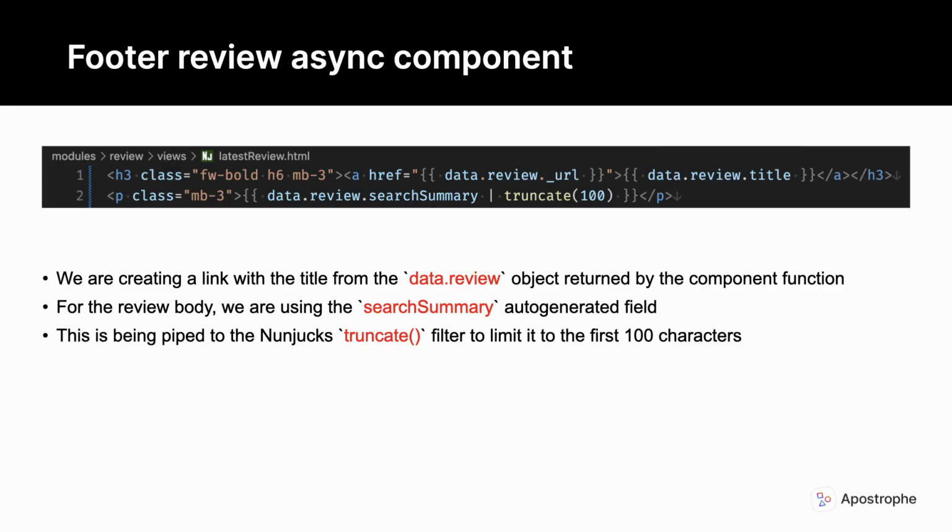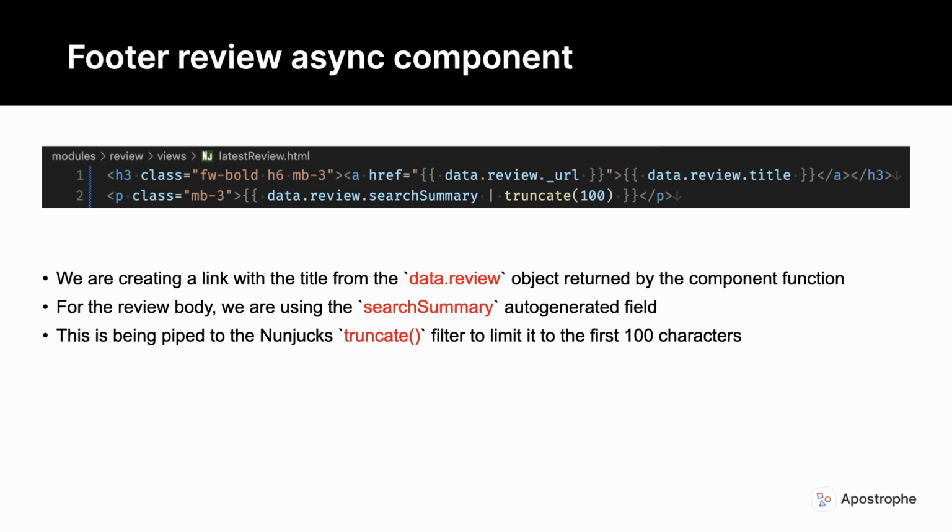This markup will construct a link using the data.review object returned by the component method. It is also using a field, search summary, that is created when saving the review piece to the database. This is generated by the @apostrophe CMS search module and can be disabled if you choose. In this case, it's easier than adding an additional field to the review module schema and asking the content editor for a summary. This field will contain all the text added to the page, and we are using the built-in Nunjucks truncate filter to just add the first 100 characters to the end markup.